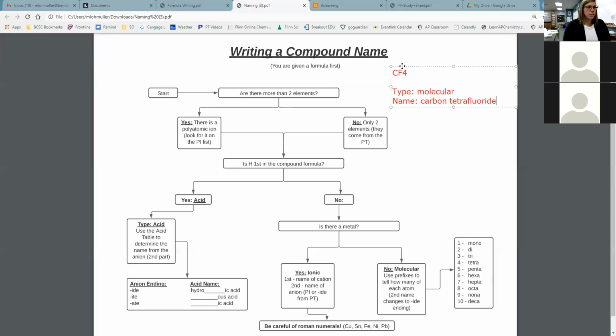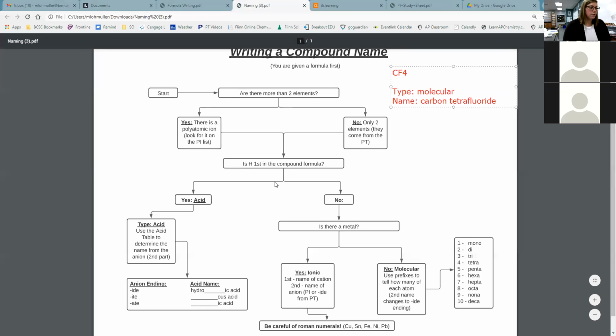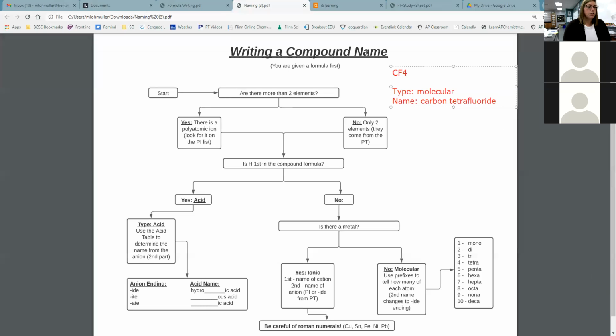All right, let's go with one example with an acid, just so you see how it works, okay? Did you guys, is this making sense to you? Is it helpful to have this kind of thing, hopefully?